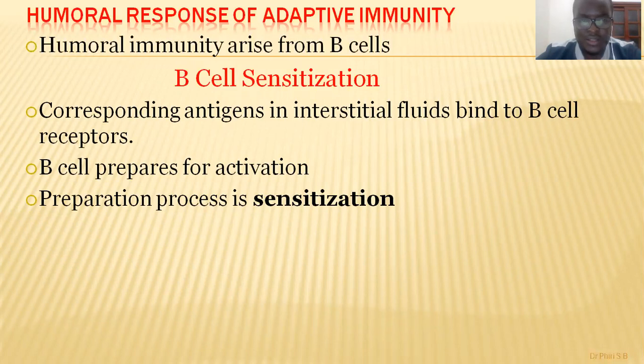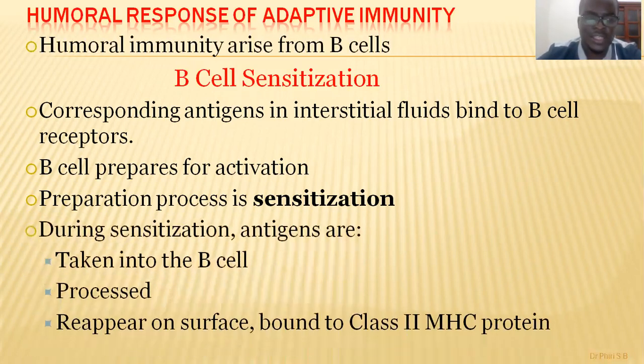Corresponding antigens in interstitial fluids bind to B cell receptors, and the B cell prepares for activation. This preparation process is called sensitization of B cells. During sensitization, antigens are taken into the B cells and processed. Then after they are processed, they reappear on the surface, bound to class 2 major histocompatibility complex.